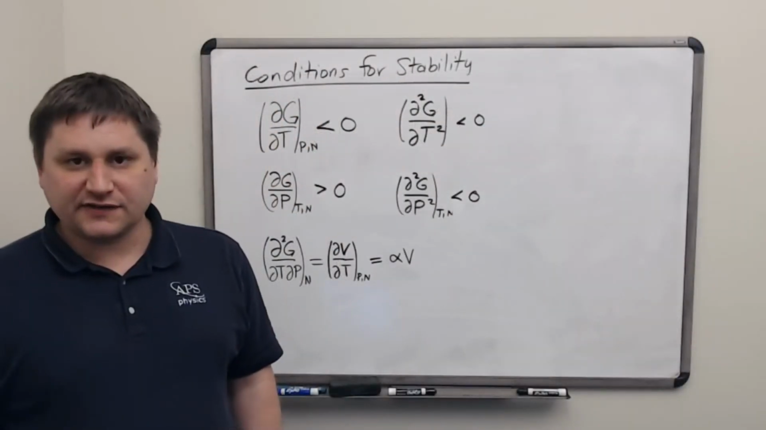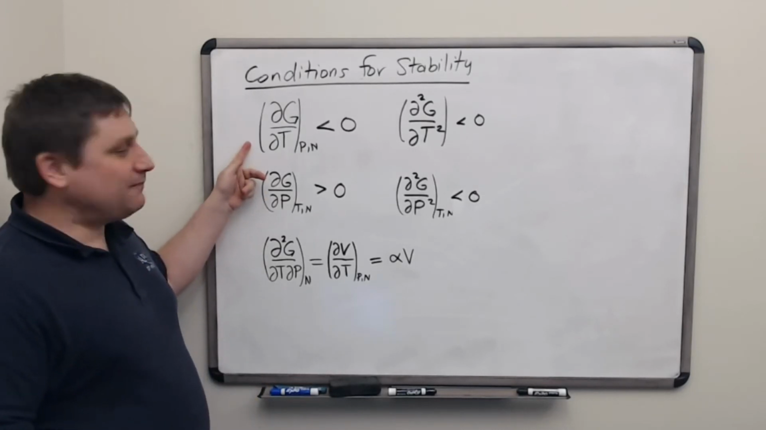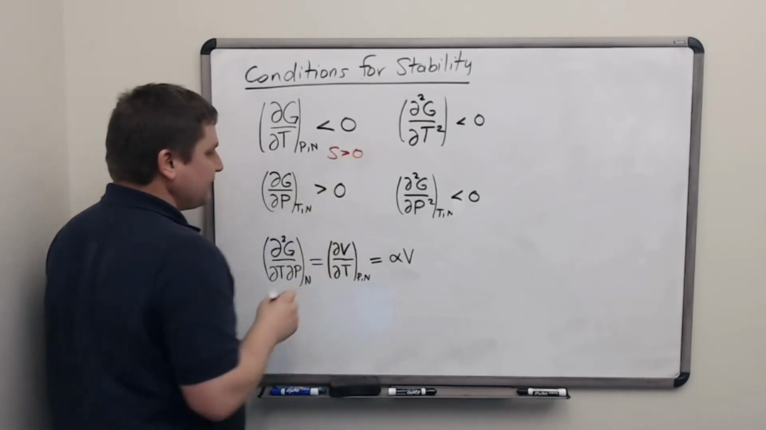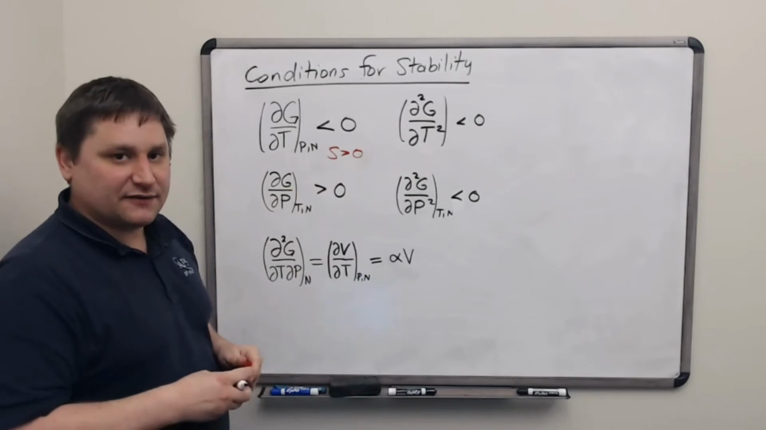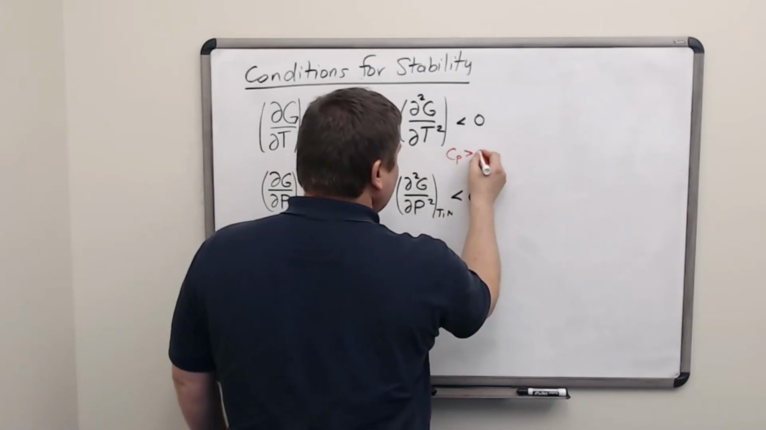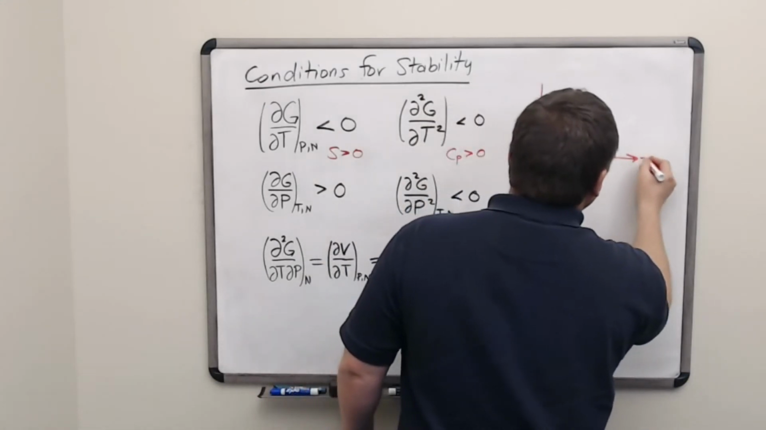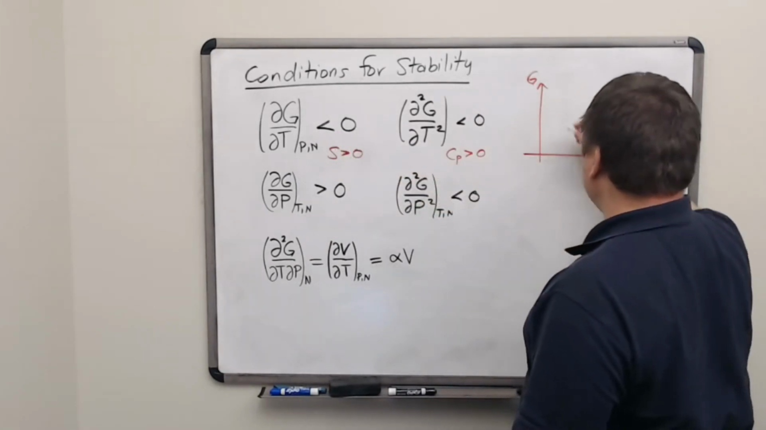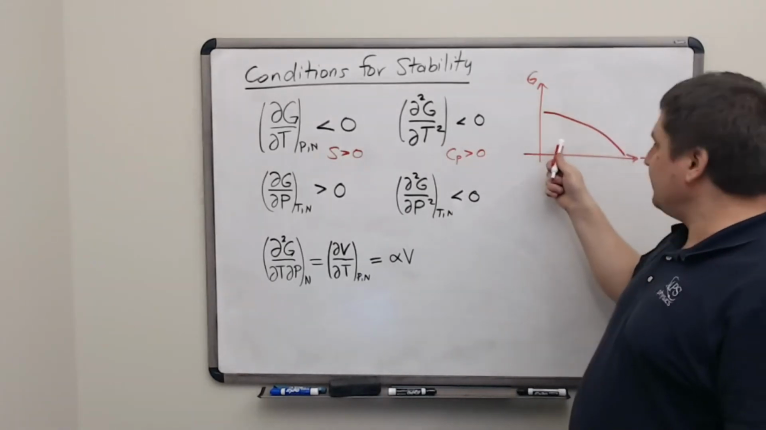Let's summarize the conditions of stability for the Gibbs free energy. The derivative of Gibbs free energy with respect to temperature must be negative. This comes from the fact that the entropy of a system must be positive. The second derivative of the Gibbs free energy with respect to temperature must also be negative. This comes from the fact that the heat capacity at constant pressure must be positive. So a graph of Gibbs free energy versus temperature must always be sloping down and must be concave down. So anything like this is allowed.